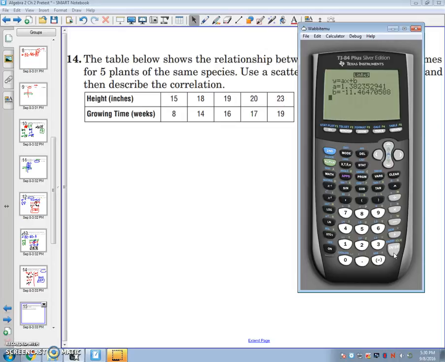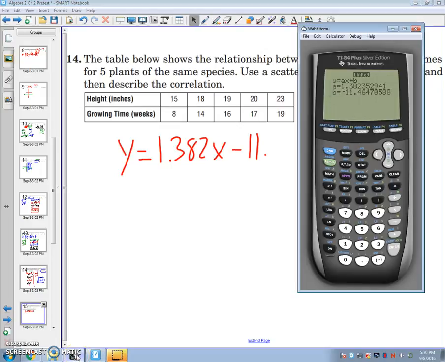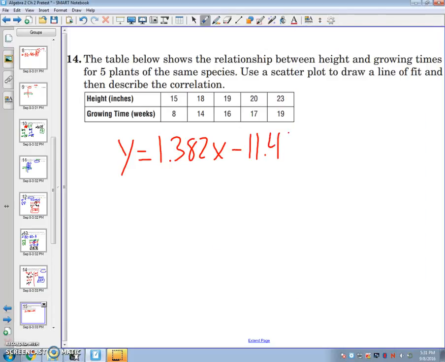So y equals 1.382x minus 11.465. There's my prediction equation. If they give me any height, I can tell them the growing time in weeks. But they just want to know the correlation. Correlation is just the slope. This is the slope. Since it's positive, we have a positive correlation.